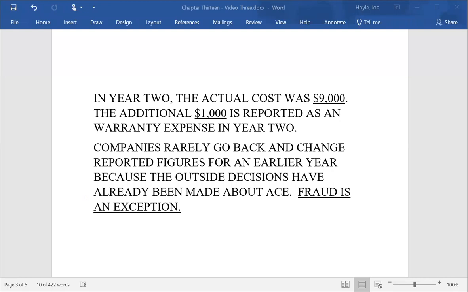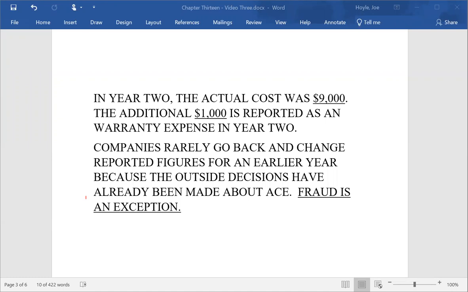And the exception is that if fraud has occurred, in other words, in making the $8,000 estimation, if the company officials were fraudulent, they intended to deceive, then you do have to go back. You cannot leave fraudulent numbers on a set of financial statements. So if the $8,000 was a fraudulent number, then in that case, you would go back and change the 8 to 9 in year one. And you'll often read in the financial press where it will talk about a company that has restated earlier income numbers. That is often because of fraud, that somebody did not make a good faith estimation, and therefore, because it was considered to be a fraudulent number, it had to be changed.